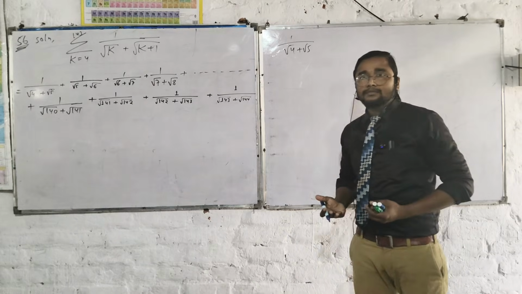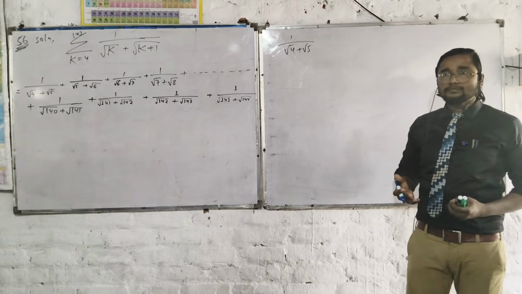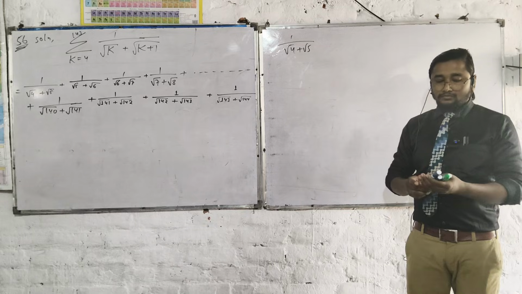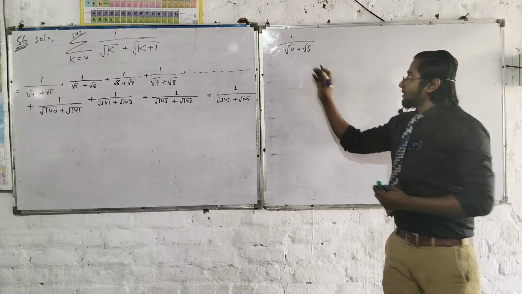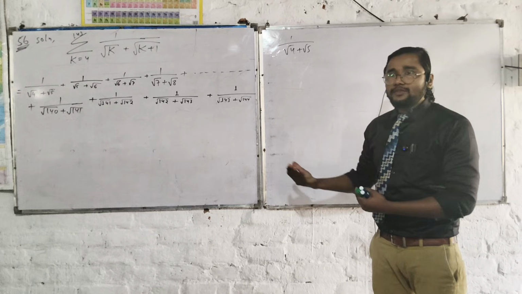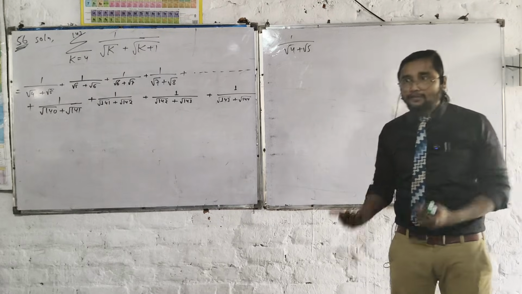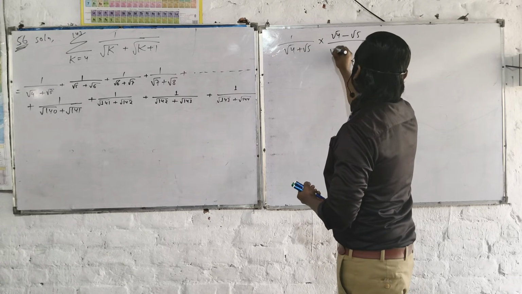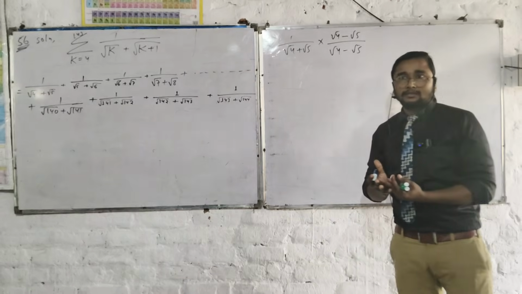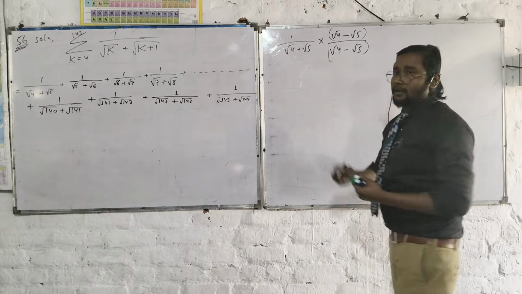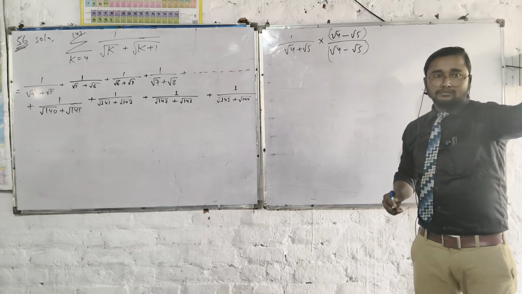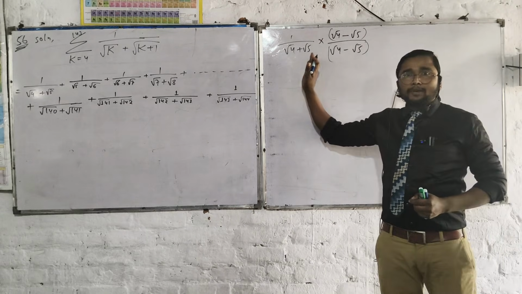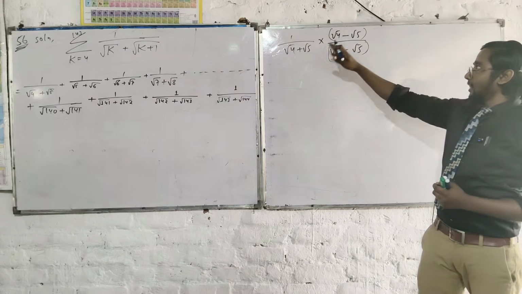You tell me, what will you do? You'll say, sir, we have solved this kind of question so many times, how to change the denominator into rational form. We change the sign: root 4 minus root 5, right? We need to take the bracket here. So 1 by root 4 plus root 5, right? Now we multiply by root 4 minus root 5.